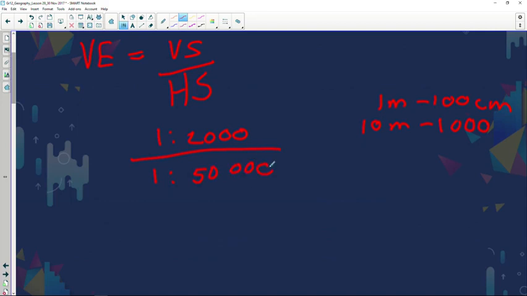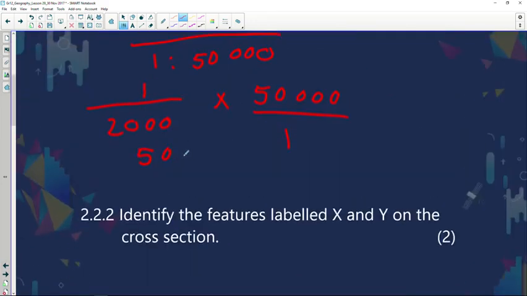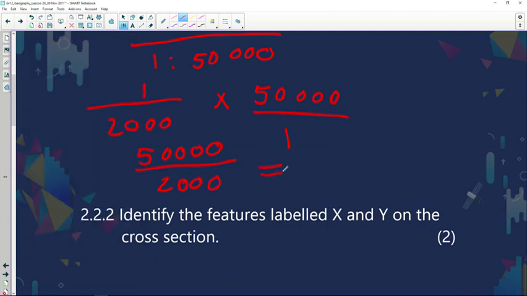Now we need to divide the vertical scale through the horizontal scale. So it's 1 over 2,000 times 50,000 to 1. That leaves us 50,000 divided by 2,000. And if you quickly take your calculator and do the calculation, 50,000 divided by 2,000 equals 25 times.